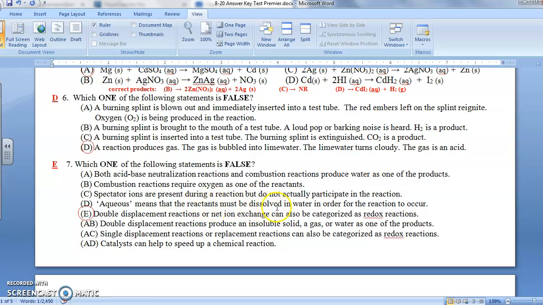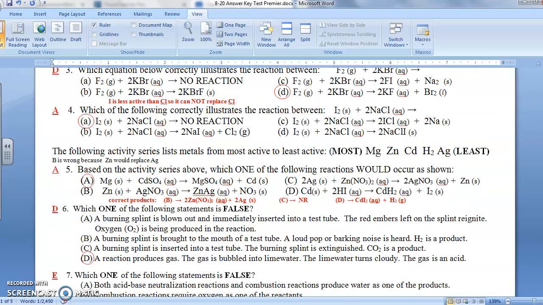Aqueous means you must dissolve it in water for the reaction to occur. Oh, yeah. Aqueous means that water is going to have to be there to pull apart a salt. So in this reaction right here, why does it have to be aqueous? Because in order for the magnesium to force cadmium to take electrons, the cadmiums must be pulled off the sulfates. Then they can take the electrons.